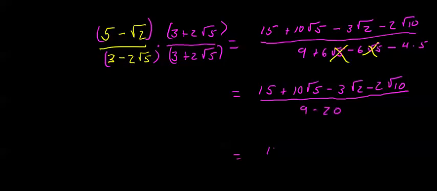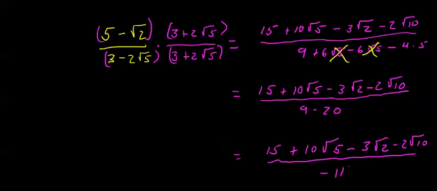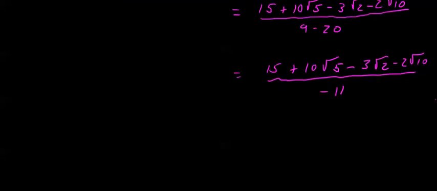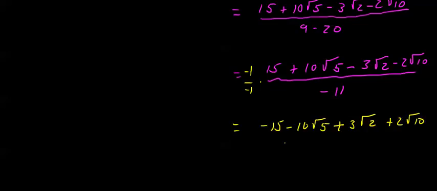or 15 plus 10 radical 5 minus 3 radical 2 minus 2 radical 10 over negative 11. We are not allowed to leave a negative in the denominator, ever. So we multiply top and bottom by negative 1. And all that does is change all our signs. Negative 15 minus 10 radical 5 plus 3 radical 2 plus 2 radical 10 all over 11. And that's it.